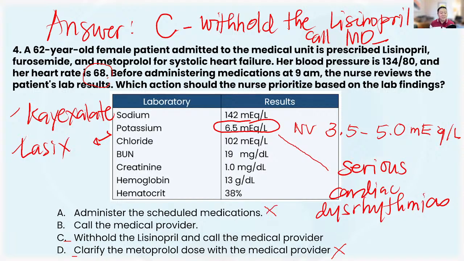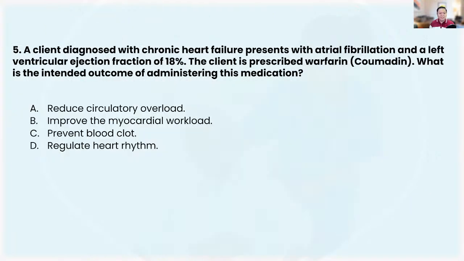And call the medical provider in option B is not specific. That's why it's wrong. And so we are down to letter C, which is the correct answer. Withhold the lisinopril and call the medical provider. All right, so I hope that you're able to capture these rationales. Let's move on to the next.